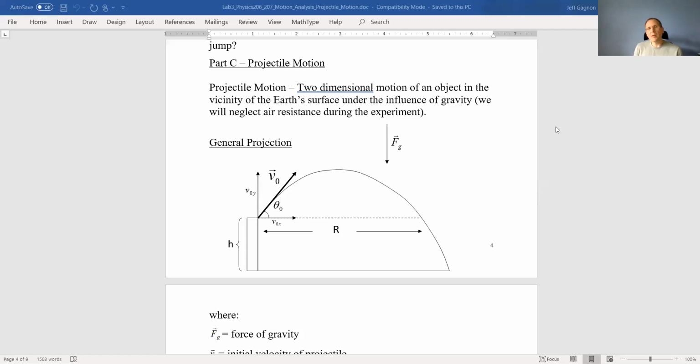Okay, so the next part of the lab is projectile motion. Think of projectile motion as basically two-dimensional motion of an object in the vicinity of the Earth's surface, where the object is just under the influence of gravity. We're going to assume that there's no air resistance. So actually, let me jump on the iPad to describe the basics of projectile motion.